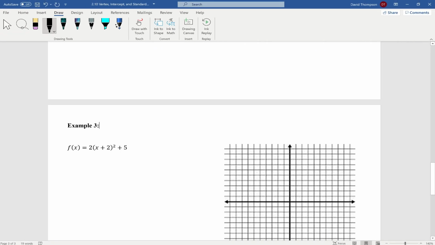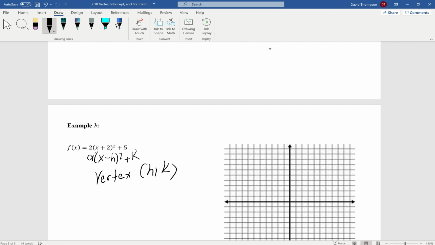Example 3, we're given the polynomial f of x equals 2 parentheses x plus 2 quantity squared plus 5. So remember the general form is a times x minus h squared plus k. So using our general form, we can find the vertex. It's going to be at the coordinates h comma k.